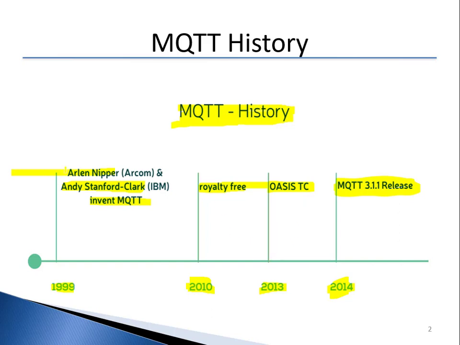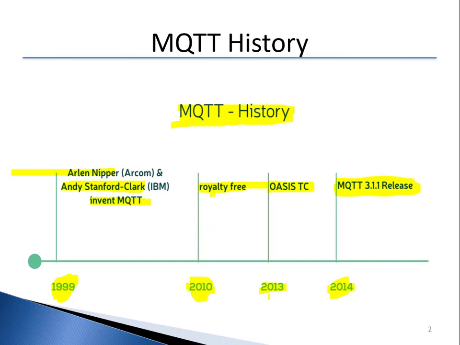Okay, so this is about history. I will repeat these things. From Arcom, Arlen Nipper and Andy Stanford-Clark invented this particular MQTT in the year 1999. So the invention of MQTT is in the year 1999. Then it was made royalty free, that is, made free of charge or open source, from the year 2010 onwards. So in the year 2010 this technology became open source.